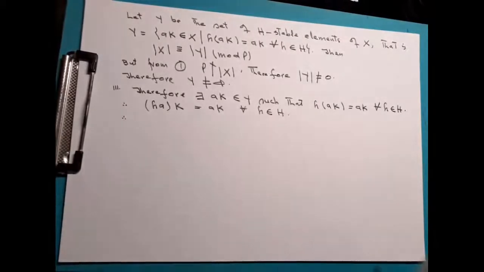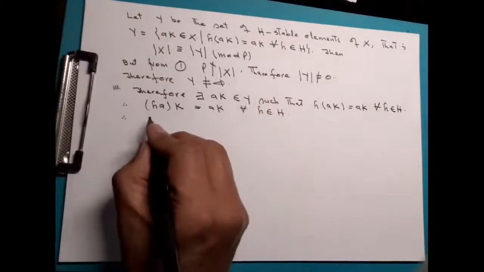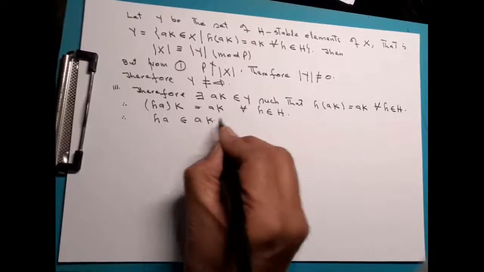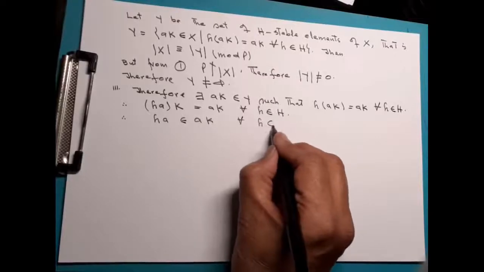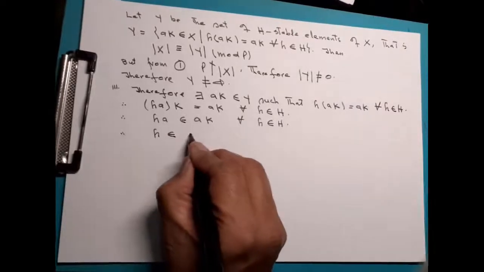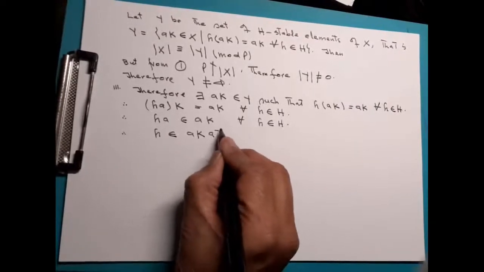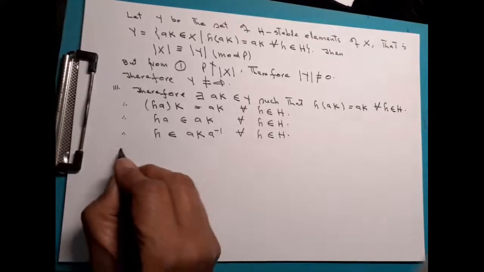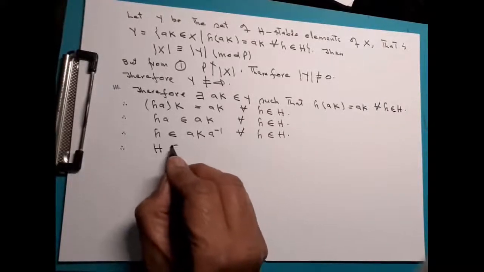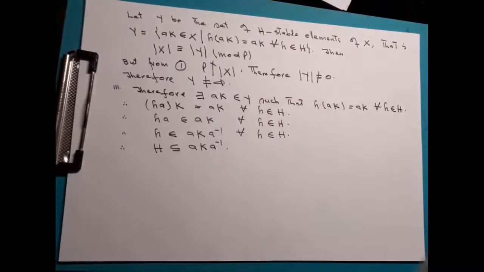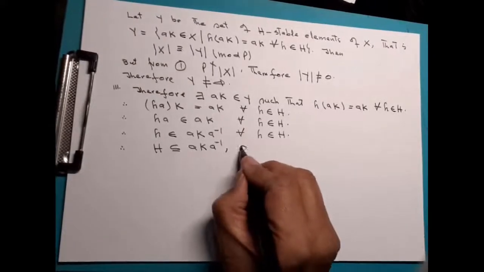And therefore you can easily see that ha belongs to aK, again for all h belonging to H, and therefore h belongs to aKa inverse for all h belonging to H, and therefore H is a subset of aKa inverse, and this is exactly what we had to prove, as required.